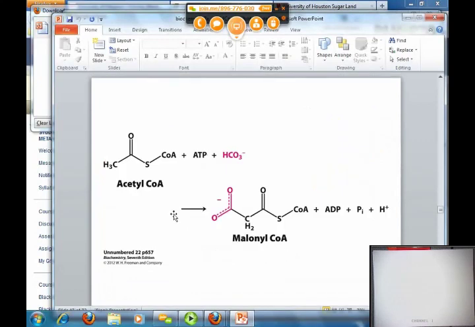Acetyl coenzyme A and malonyl coenzyme A, how they form with bicarbonate, they can convert to malonyl coenzyme A.